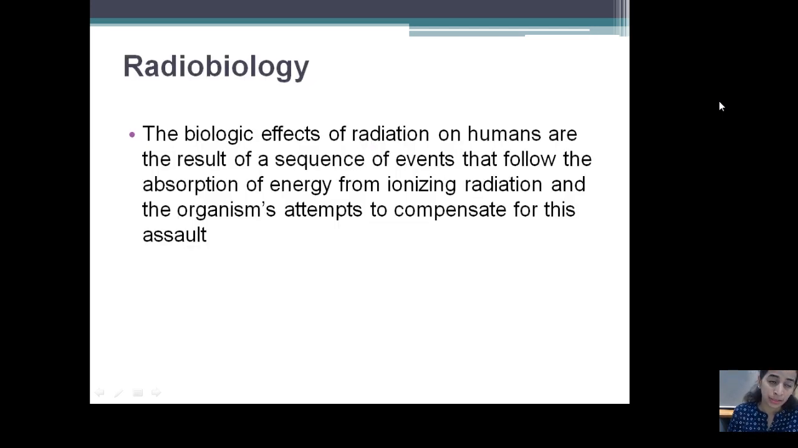So radiobiology. We talked about radiation physics and how physics is applied in radiation therapy. Now we'll talk about the biological effects. The biological effects of radiation on humans are a result of a sequence of events that follow the absorption of energy from ionizing radiation and the organism's attempt to compensate for this assault.